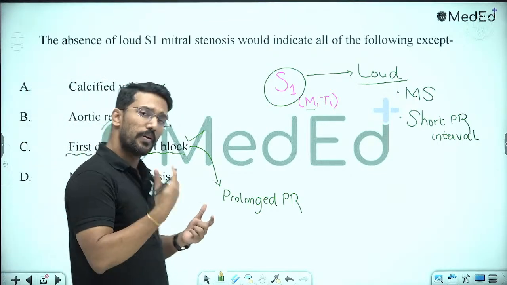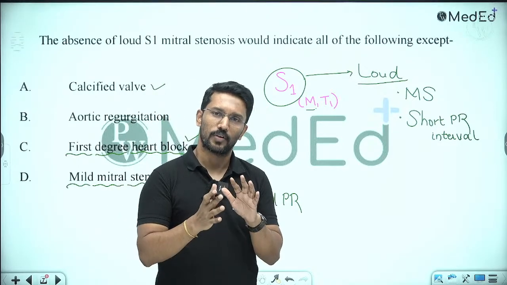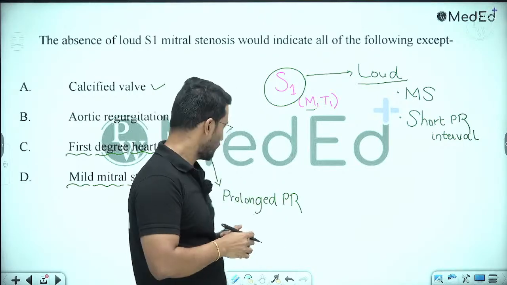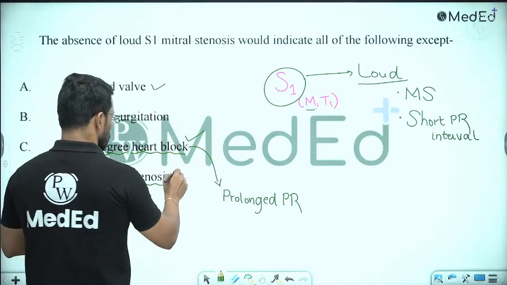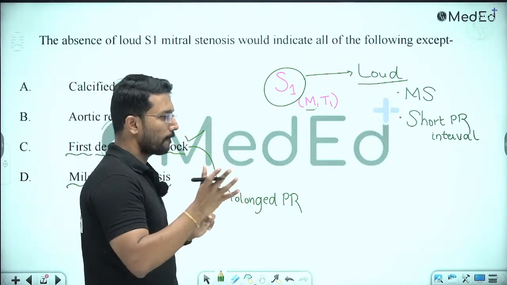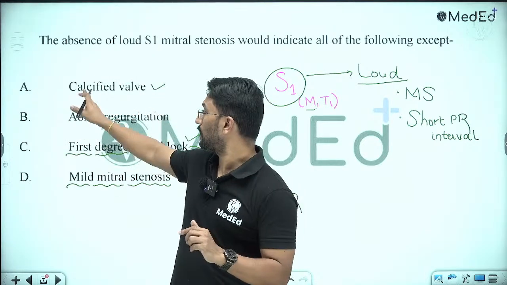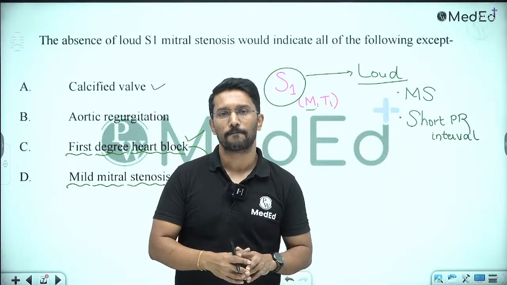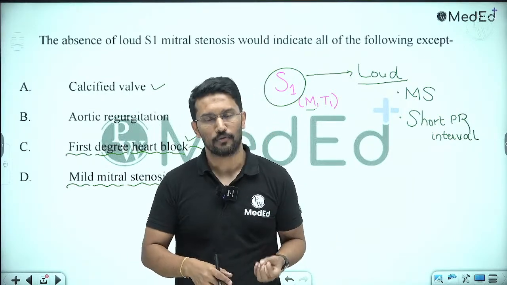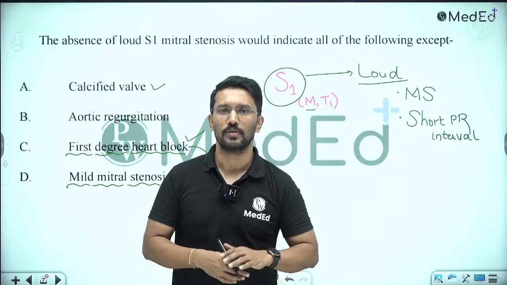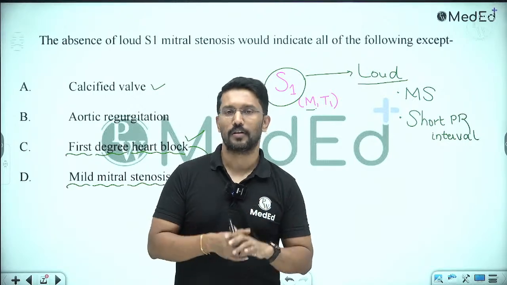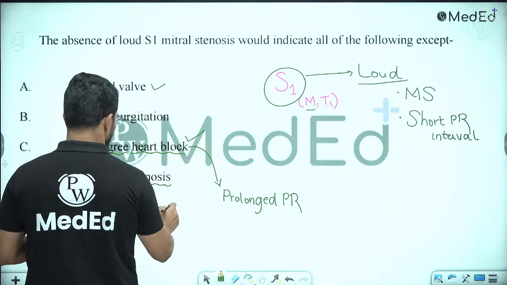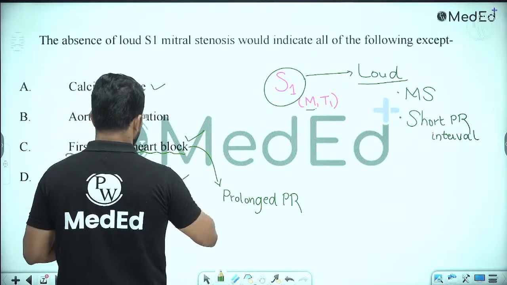Now, the more severe the mitral stenosis is, S1 might become loud, or the loudness may be reduced. So in very severe mitral stenosis, when the valve gets calcified, the S1's loudness will be lost. And if it is very mild, it may also not cause a loud S1. Moderate mitral stenosis is typically known to cause loud S1. So in mild mitral stenosis, you may not experience loudness.